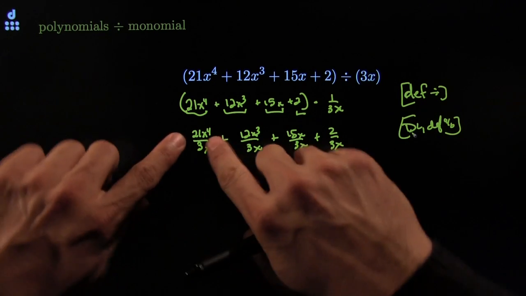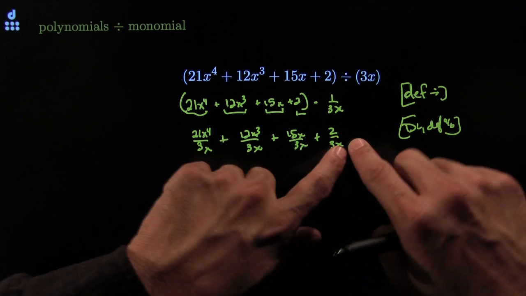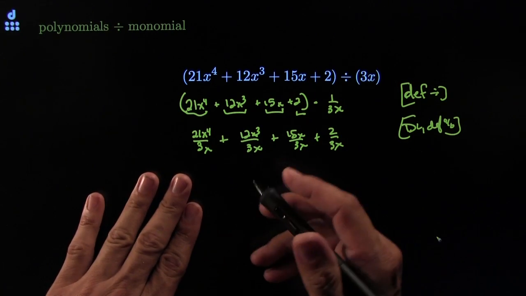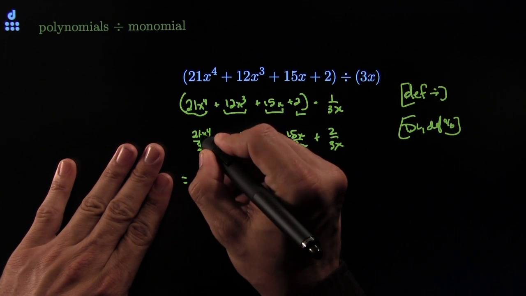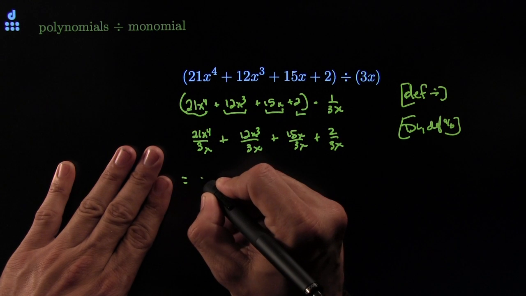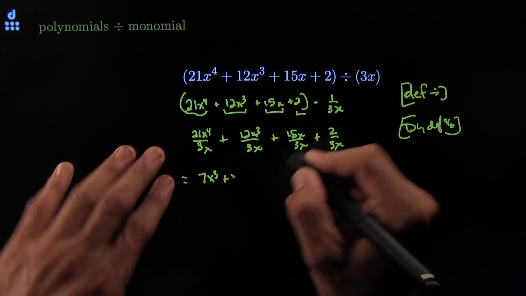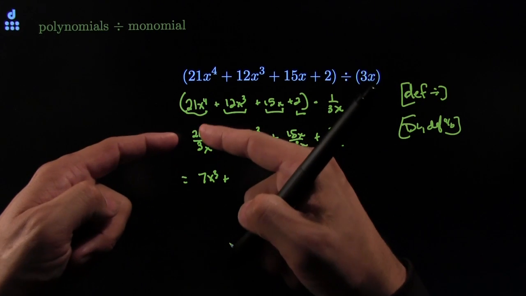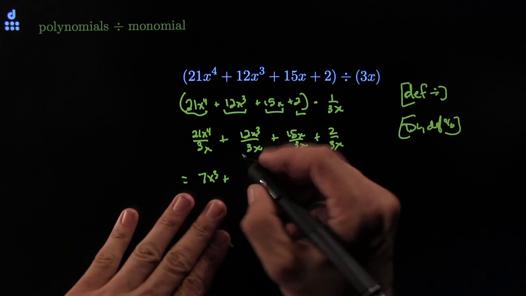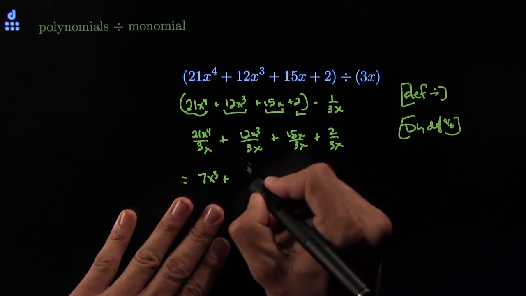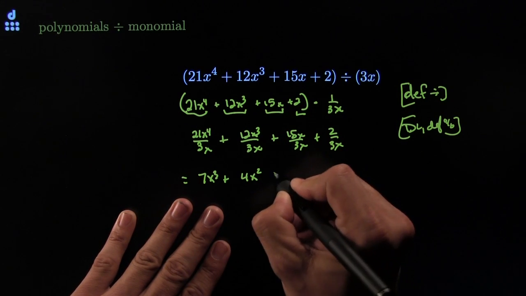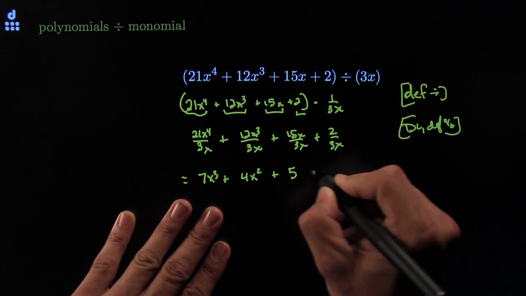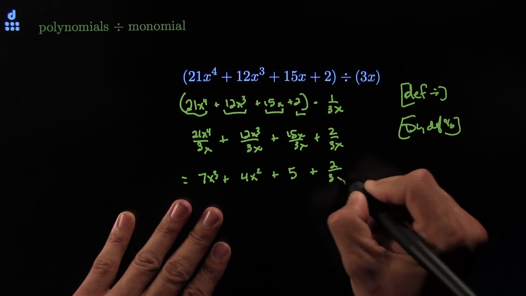And now what I have is 4 of the little baby problems of the type that we just got done doing. So each of these you could do by inspection. 21 over 3, that would be 7. 7x to the 3rd. Again, if you have trouble doing that, you should prime factorize the top, prime factorize the bottom, and see what's common. Here I would have a 4x squared. Here I would have a 5, and here I would have a 2 over 3x.